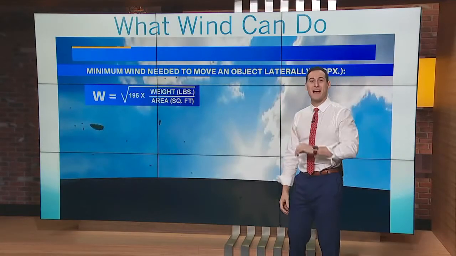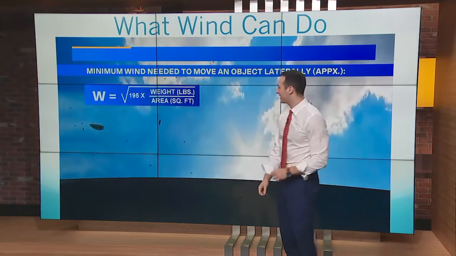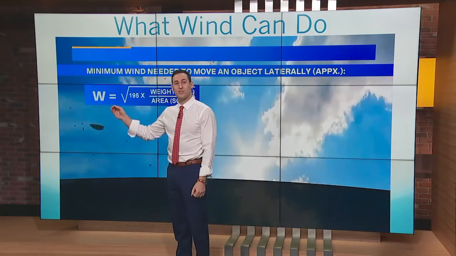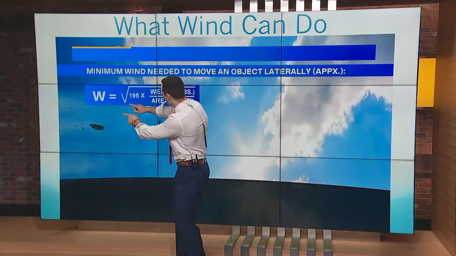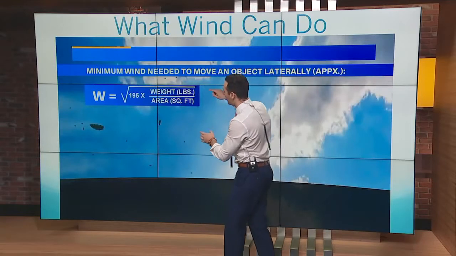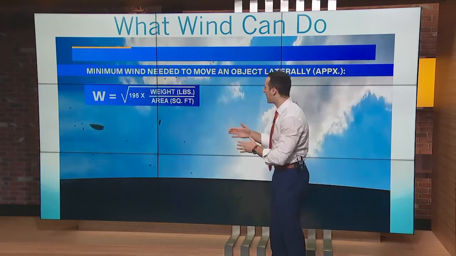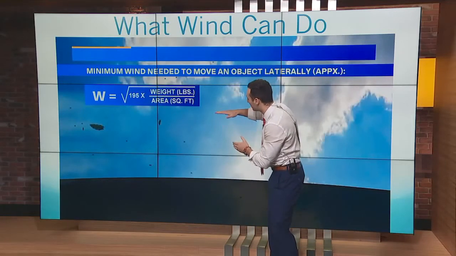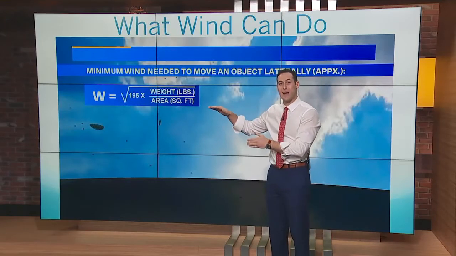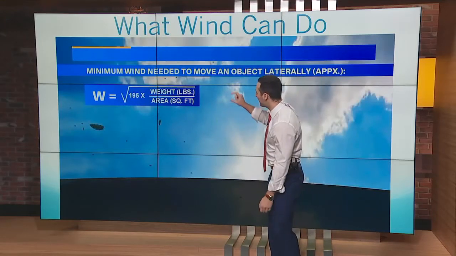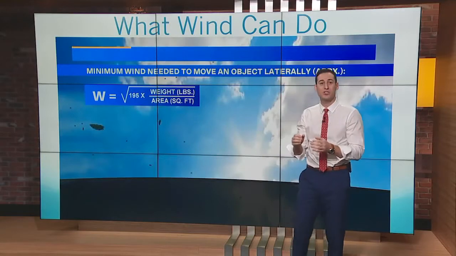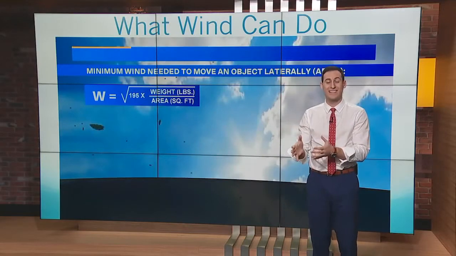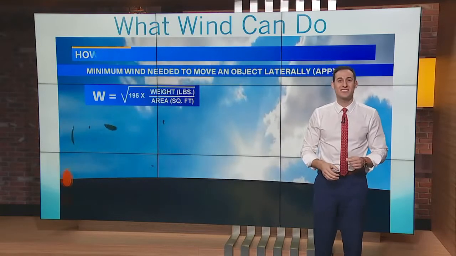If you're at home and you like math, this equation is right up your alley. So the wind speed to move a certain object has a formula. The wind speed equals the square root of 195 multiplied by the weight of the object divided by the area in square feet of the object. So if you have the weight and area, you can find out how much wind it takes to move something laterally or side to side. Let's look at these examples.